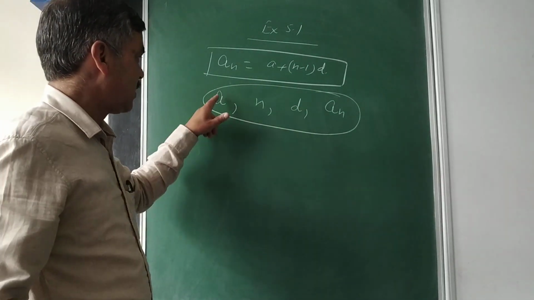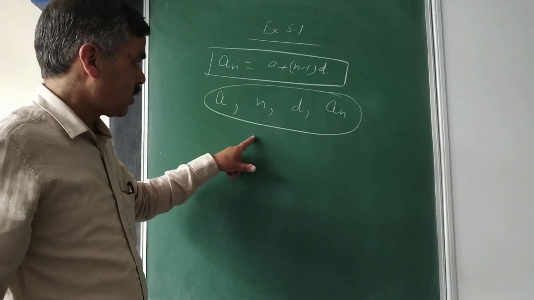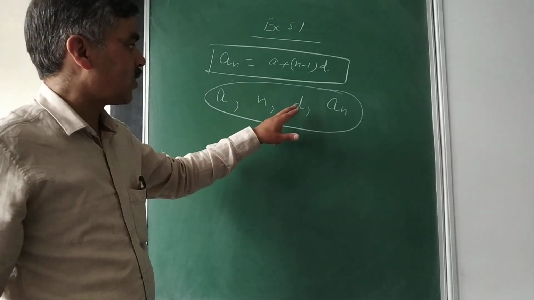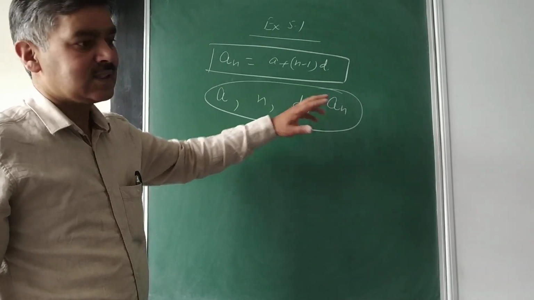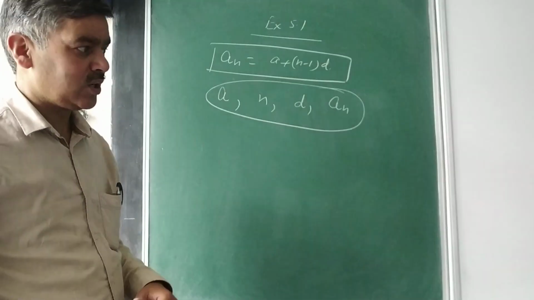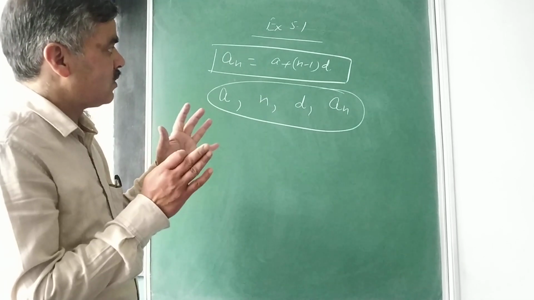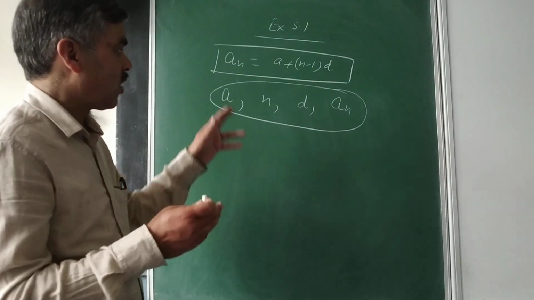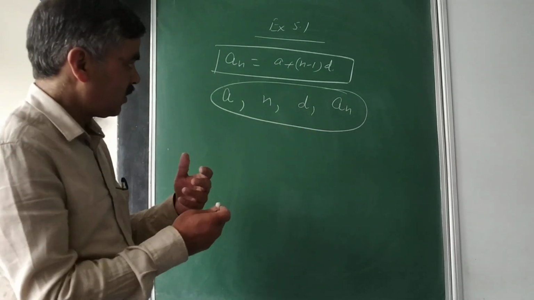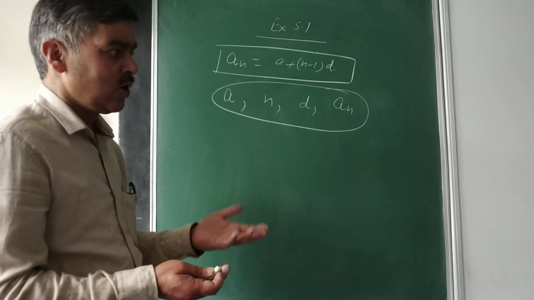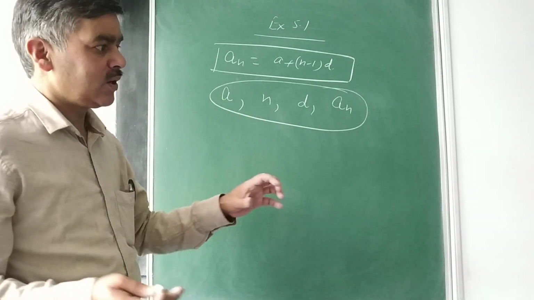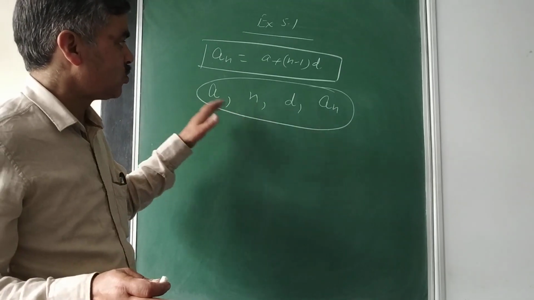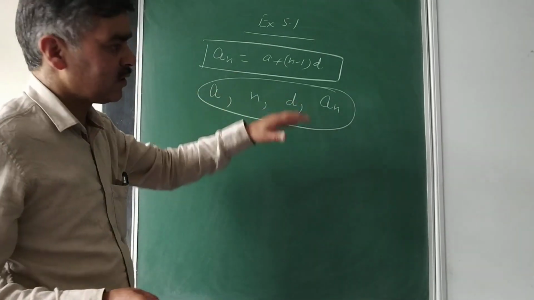So I repeat: a is the first term, n is the total number of terms, d is the difference between the successive terms, that is called the common difference, and an is the last term of the arithmetic progression. So always focus your attention on what is given: what is a, what is n, what is d, what is an. Out of these four, if three are given, definitely the fourth I can calculate. On this concept your exercise questions are given, and I hope all of you are in a position to solve those questions once you are clear with the concept.